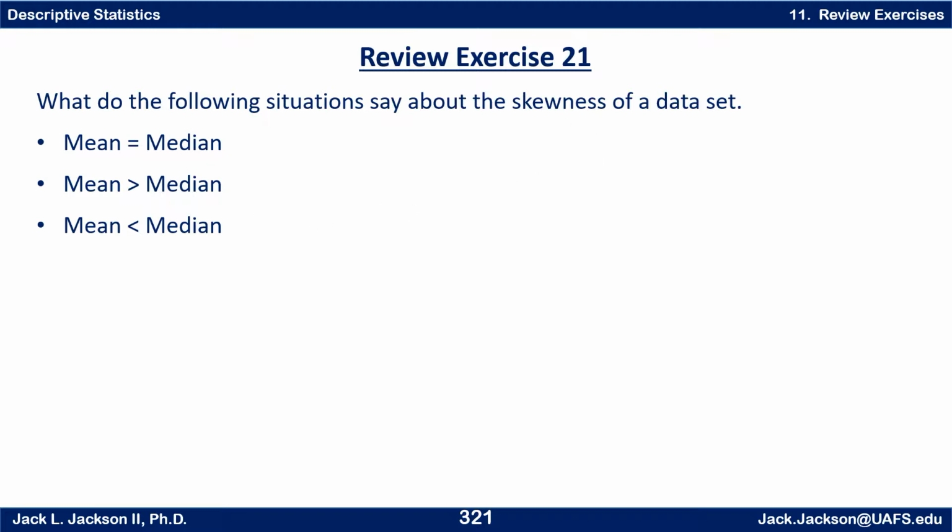So what do the following situations say about the skewness of a data set? Situation 1, the mean equals the median. Or, next situation, the mean is greater than median. Or the last situation, the mean is less than median. What do these three things say about the skewness? Work this out. Come back when you've got an answer. Press pause now.